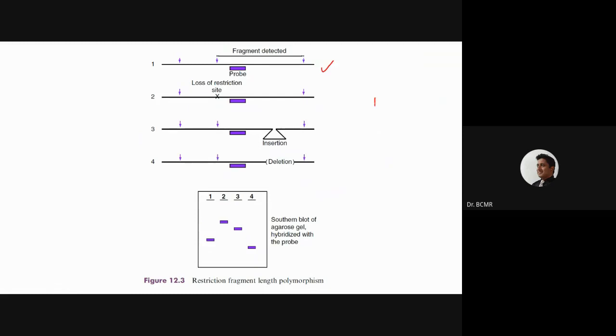Polymorphism means many forms. Okay, so the same fragment in different strains is having different forms. In one case, it is much larger. In some cases, it is smaller. Larger too, because of insertion, of course. And in some cases, it is smaller. Okay. Restriction fragment length polymorphism. Okay.